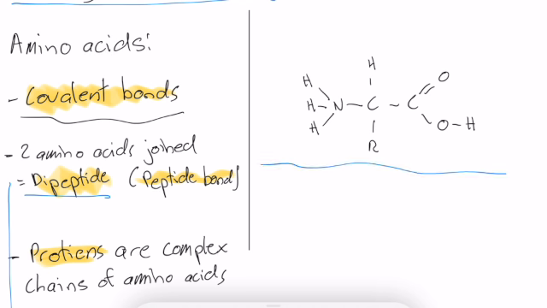Here's our structure for an amino acid. We know we have that carboxyl group and that amine group, along with that R variant group here, which is what makes each individual amino acid unique.